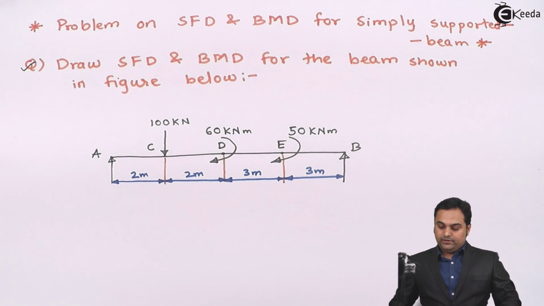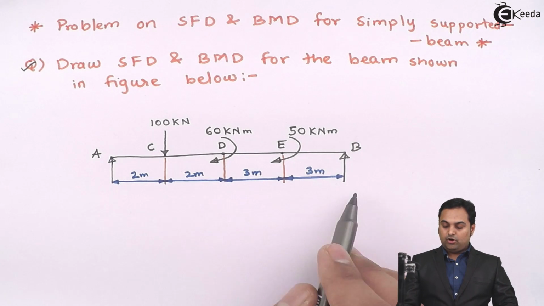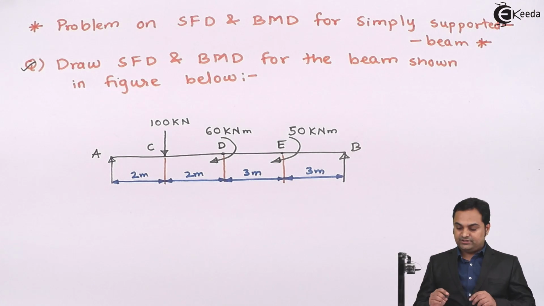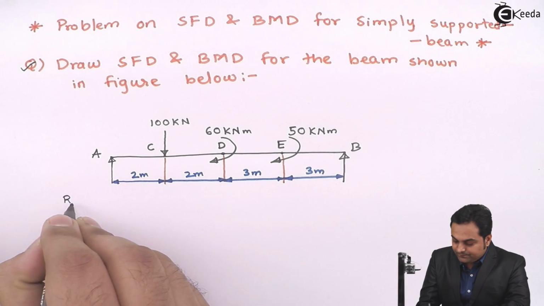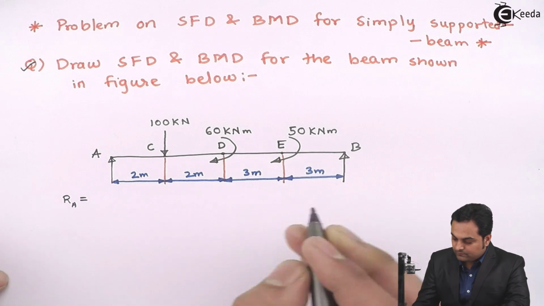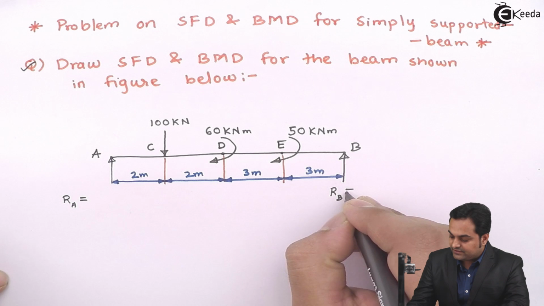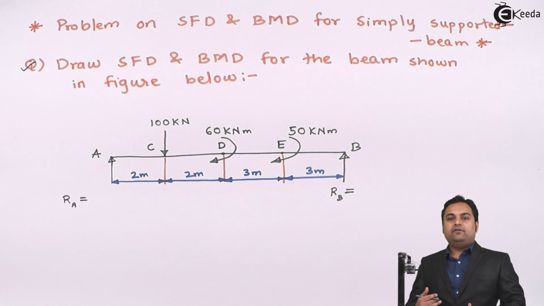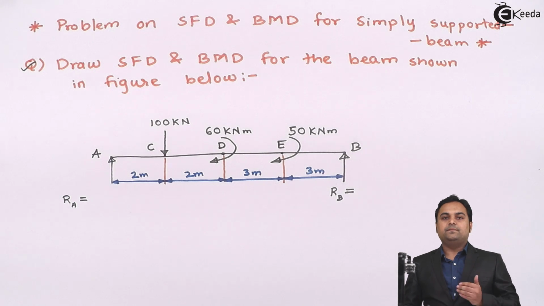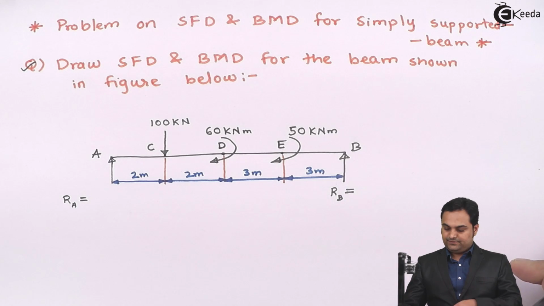Here in this problem, the load is acting downward, so because of that the reaction offered by the supports will be in upward direction. So at A there will be RA, reaction at A. At B it will be R suffix B, that is reaction at B. Now this problem we are going to solve in 3 simple steps. The first step would be to calculate the values of support reactions.